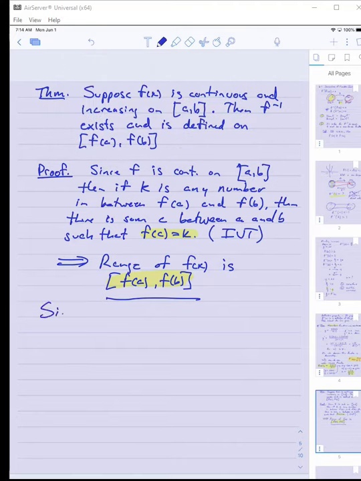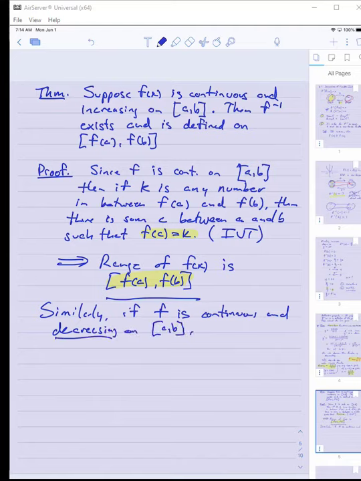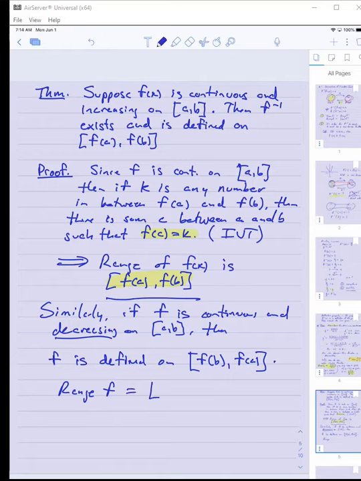Similarly, if f is continuous and decreasing on a to b, then f is defined on the interval, and I'll let you think about this one. It's not f of a to f of b anymore. It should be f of b to f of a, since this is a decreasing function. And what we're really saying with this theorem is that in this case, the range of this function would be equal to f of b to f of a.